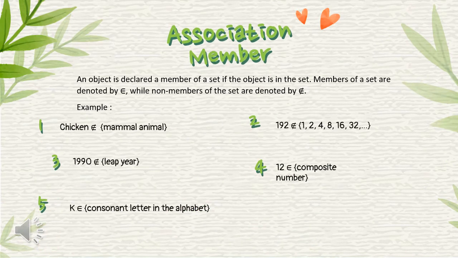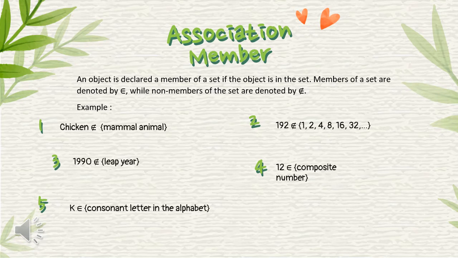Association member. An object is declared a member of a set if the object is in the set. Members of a set are denoted by this, while non-members of the set are denoted by this. Example 1. Chicken is a non-member of the set of mammal animals.